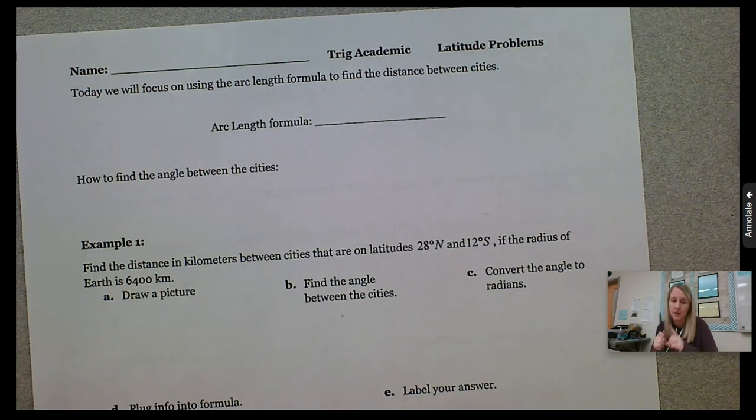We're going to be given the latitude of two cities, and I'll tell you how to find the angle between them. It's pretty quick. And then we'll just go through these steps. A lot of the steps are review of what was on your quiz yesterday.